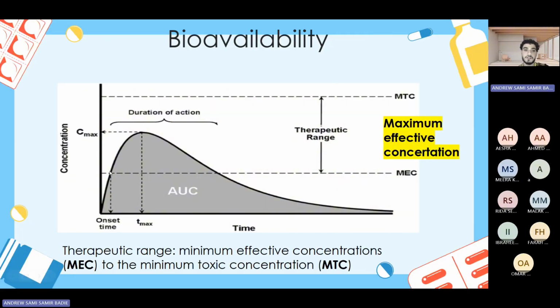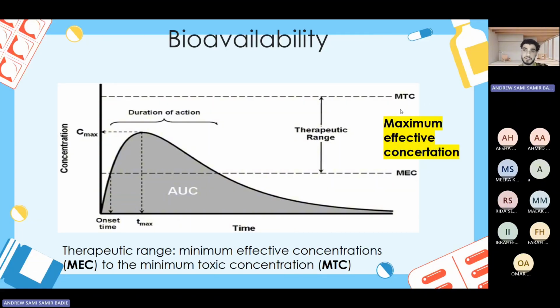Now, if you continue going up, this is Tmax, or maximum concentration, and Tmax is the time where we have the maximum concentration. This is where the maximum effect is. Now, if the concentration of the drug goes below the minimum effective concentration, we can't really see the effect of the drug. If you go upwards, we can see here the minimum toxic concentration.